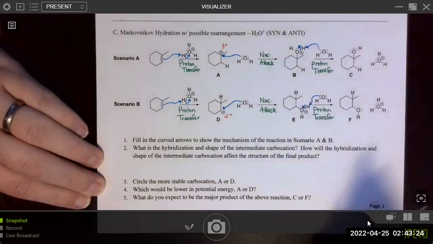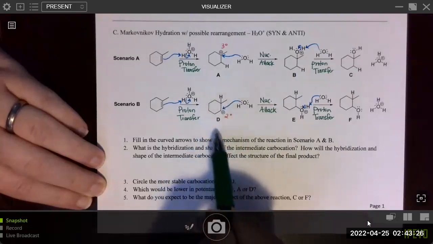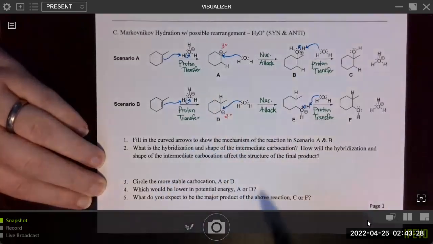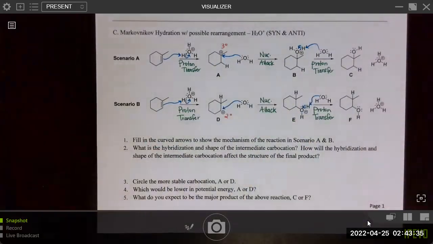Now you might be asking yourself, couldn't this secondary carbocation have rearranged? And the answer is yes, but if it did so, it would have just formed A and then continued with this pathway. All right, so those are the arrows.